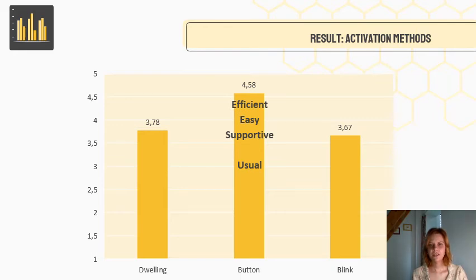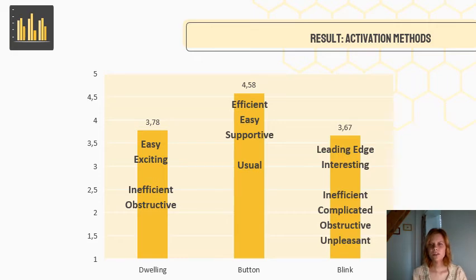Then the dwelling and blinking are rated with 3.78 and 3.67, and they are more exciting and interesting. But the problem with them both is that they were perceived as inefficient and obstructive. And the blinking even got a rating that it's complicated and unpleasant.